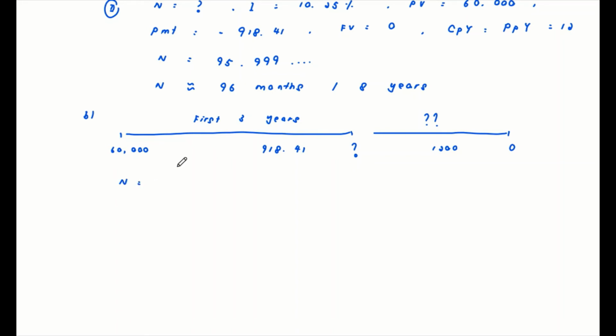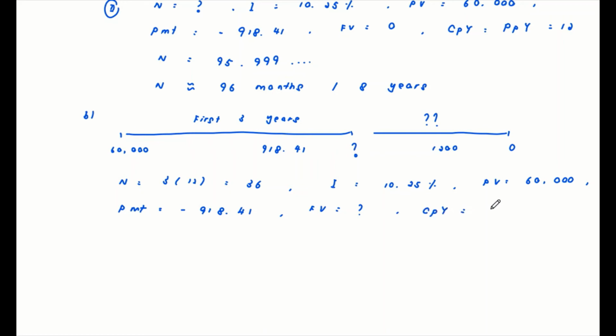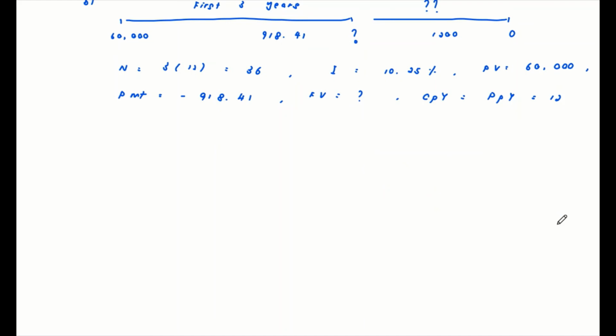Same thing, the N. For the first 3 years, every year you pay 12 times, so that's 36. Then I is still the same, which is 10.25%. PV, you borrow 60,000. The payment here is still negative 918.41. The FV here is what we want to find. How much do you still owe after the first 3 years? Then CPY and PPY are still 12. Okay, so let's try to do this in our finance solver.